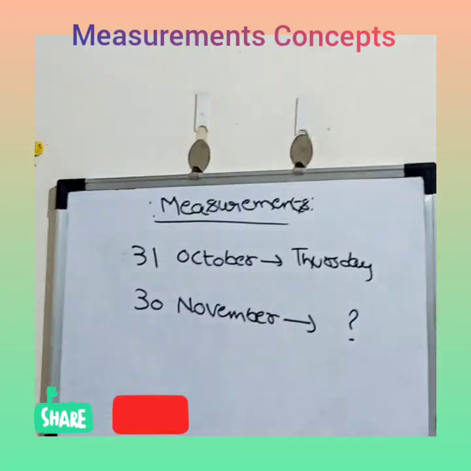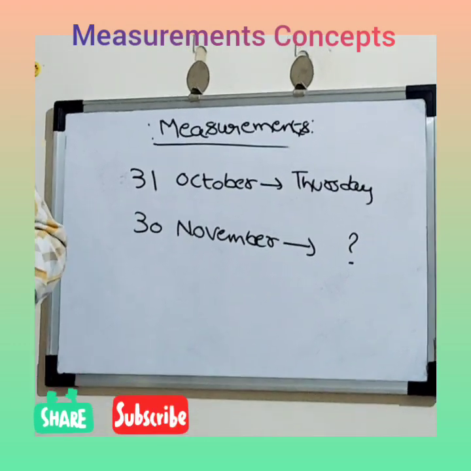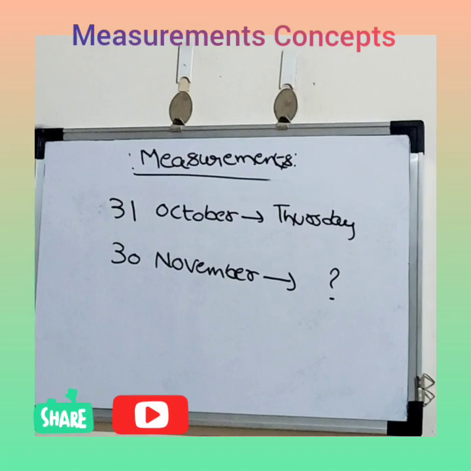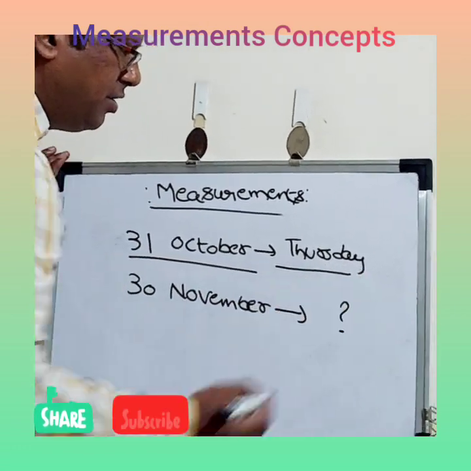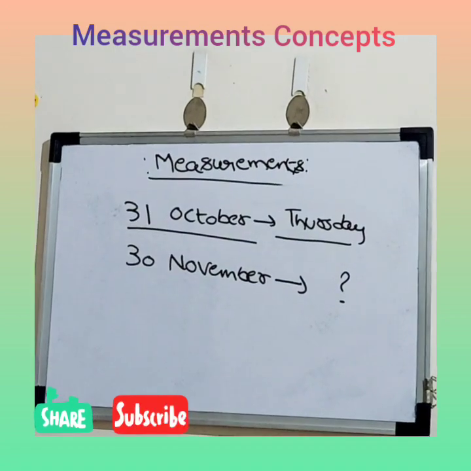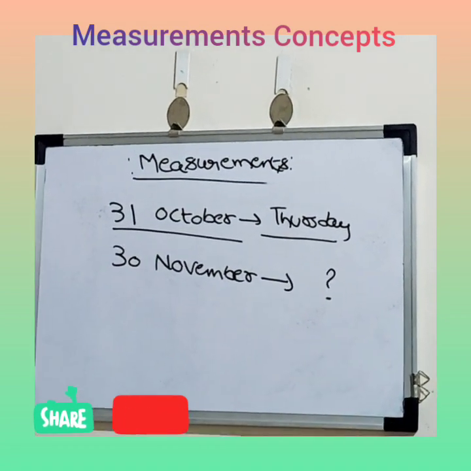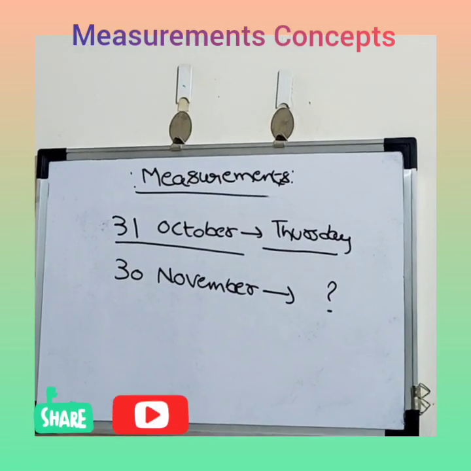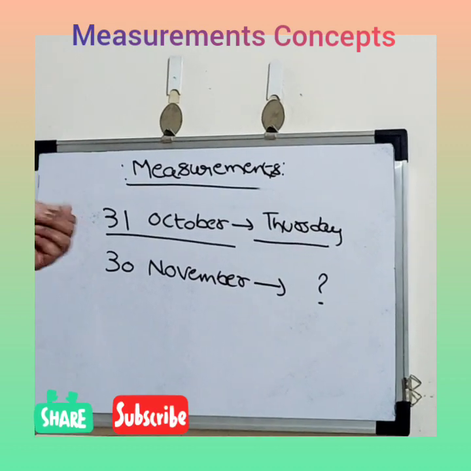Now we will see one more problem which is related to the day of a week and which corresponds to months. Suppose in a year 31st October is Thursday. Then the question is, what will be the day of the week for 30th November in the same year? We need to solve this without taking more than a minute.